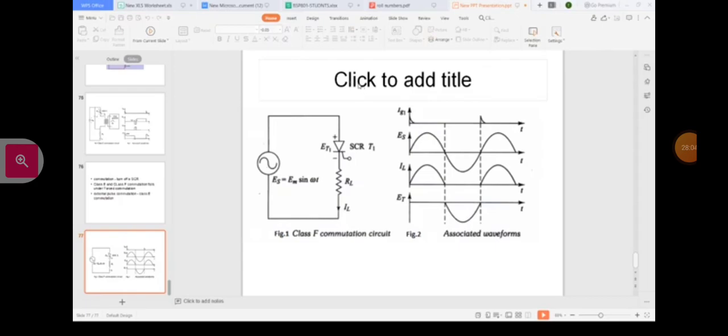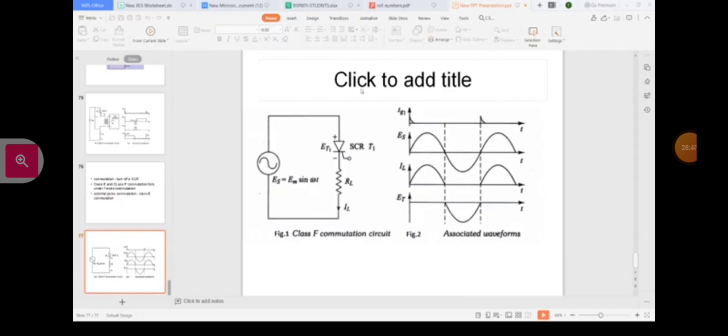Ig1: I stands for current, G1 means gate current. ES is nothing but the applied voltage. IL is the current through this resistor RL. L stands for load, I stands for current. ET, or ET1, is the voltage across this SCR T1.